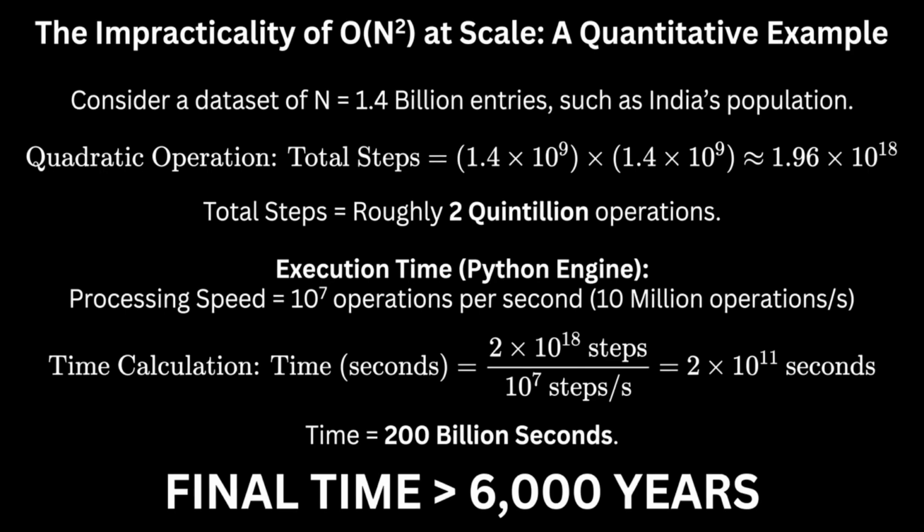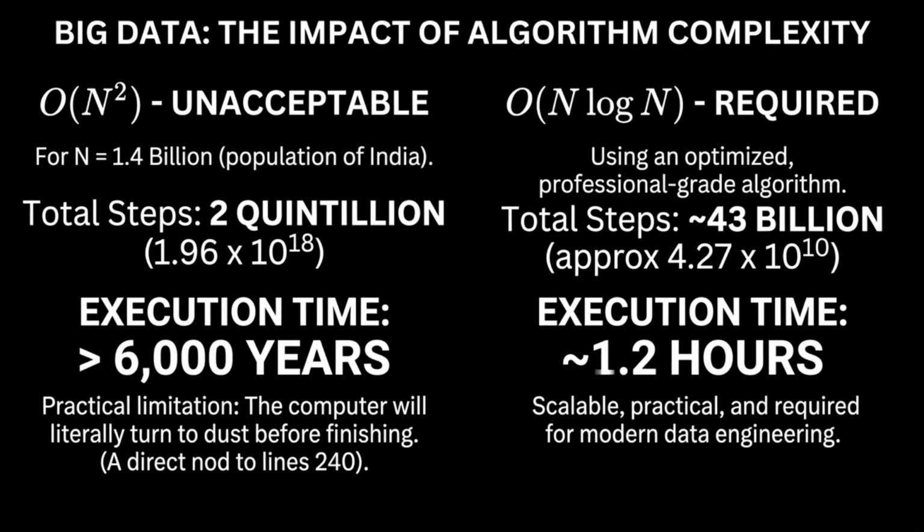Let's do the math. 1.4 billion times 1.4 billion is roughly 1.96 times 10 to the 18th steps. That is 2 quintillion operations. Now let's feed this to our Python engine running at 10 to the 7th operations per second. 2 quintillion steps divided by 10 million steps per second equals 200 billion seconds, which equals over 6,000 years. Your computer will literally turn to dust before that script finishes.